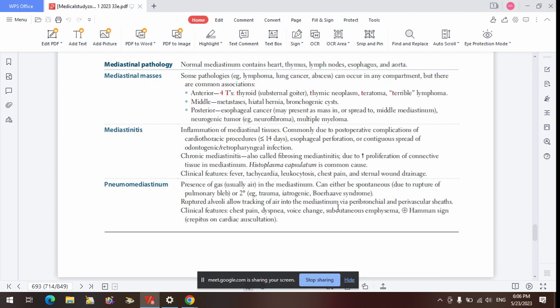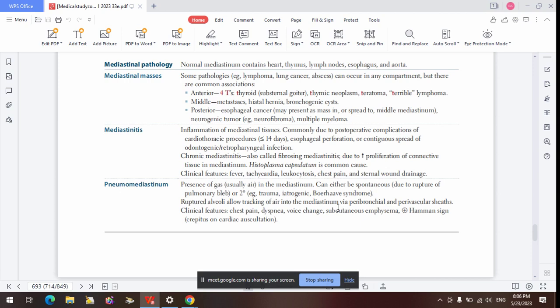The number one thing, air is accumulating within that mediastinum. It causes a central chest pain. They have a central chest pain. That's number one. Because of that, there is also dyspnea. The air is there, not allowing the normal expiratory movement of the lungs and all those things. It can cause dyspnea.